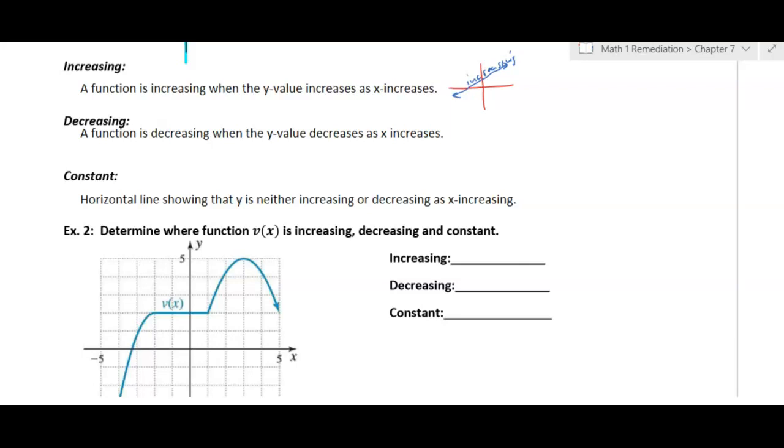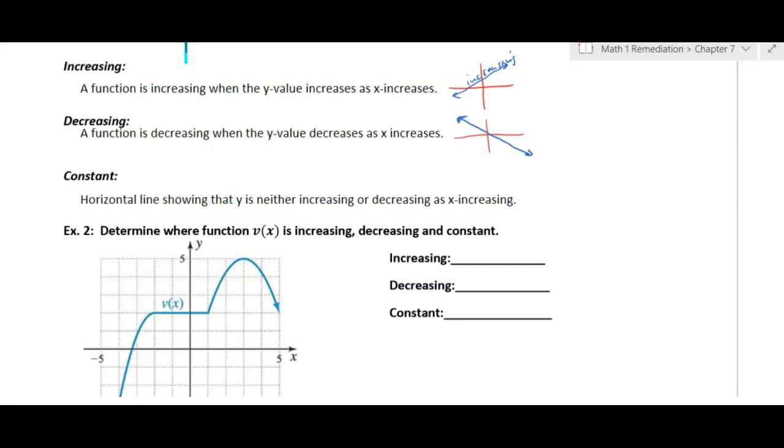A decreasing function is the opposite, right? A function is decreasing when the y value goes down or decreases as x increases. So now, as I move right, my y values go down. Okay, so remember, we always work left to right.